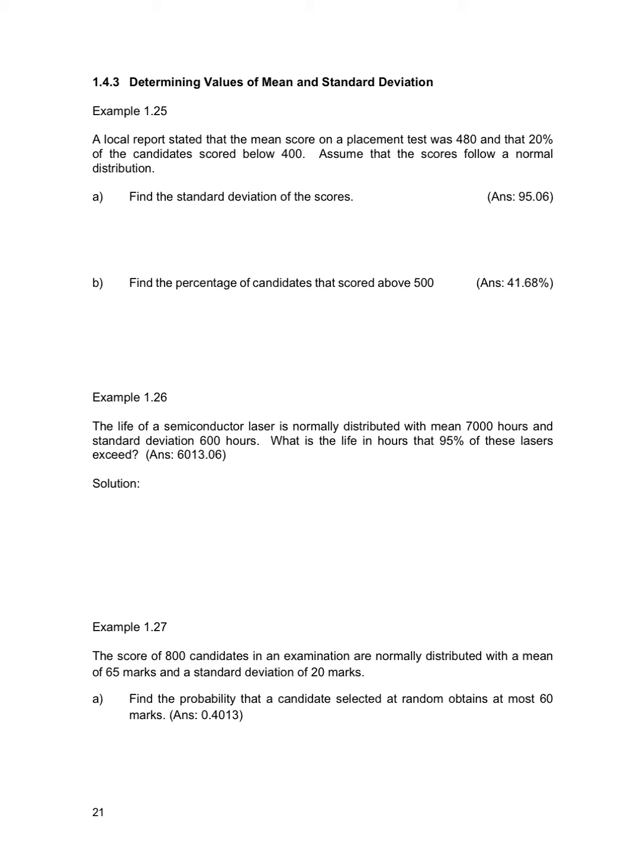Okay, 1.4.3, determining the value of mean and standard deviation. Macam yang saya cakap tadi lah. Okay, sebelum ni kita cari value, dia bagi probability, kita nak cari value Z. Okay, yang ni dia dah bagi probability, Z pun dia bagi tahu. So sama ada dia suruh cari mean ataupun standard deviation. A local report stated that the mean score on a placement test is 480 and that 20% of the candidates score below 400. Okay, assume that the score follows a normal distribution. Find the standard deviation of the score.